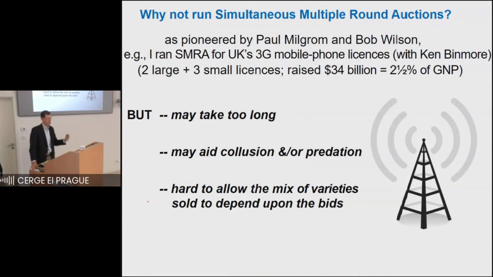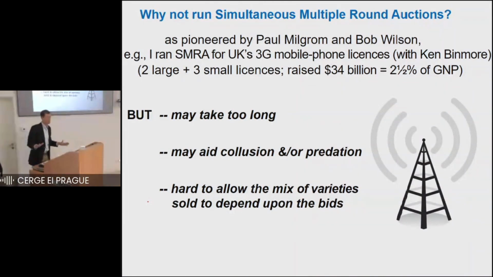And then a third issue about the simultaneous multiple round auction is it's very hard to allow the mix of varieties to depend upon the bids. In fact, you can't in a regular simultaneous multiple round auction. So in the UK auction, we said there were going to be 2 large licenses and 3 small licenses. We decided that at the beginning, and we were not going to change that.